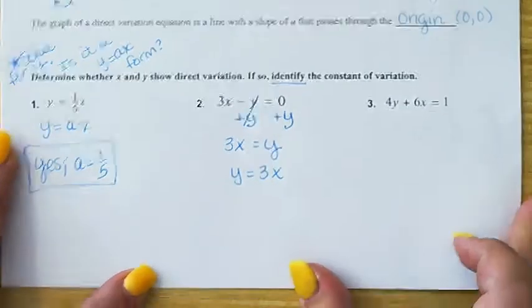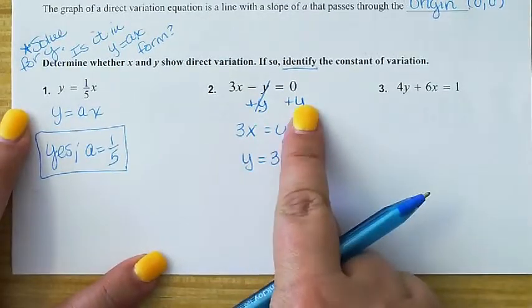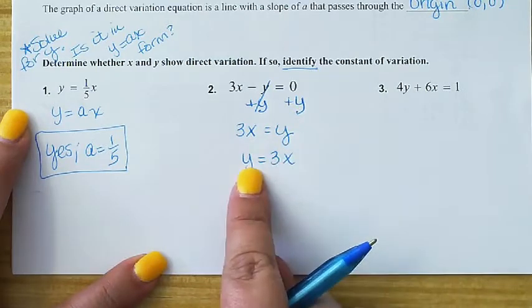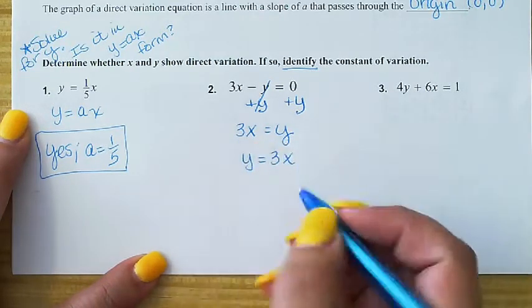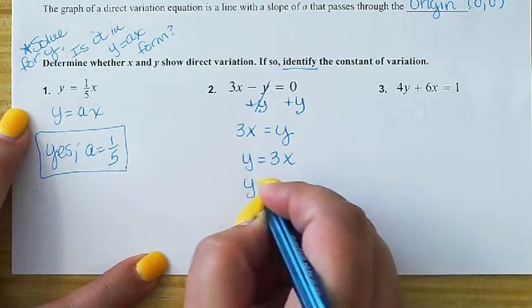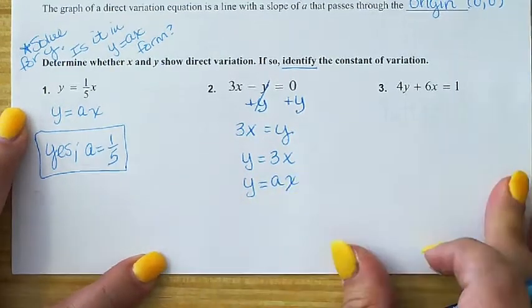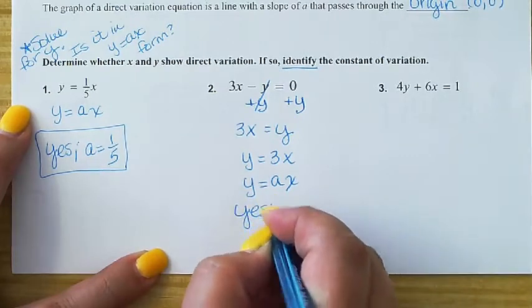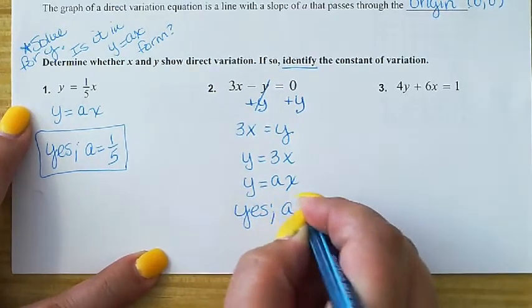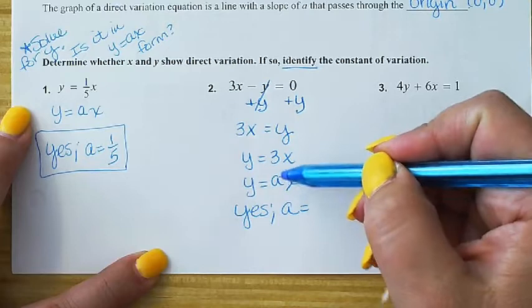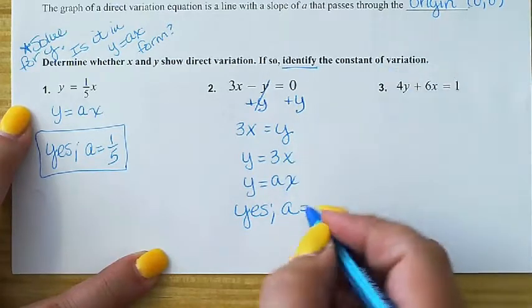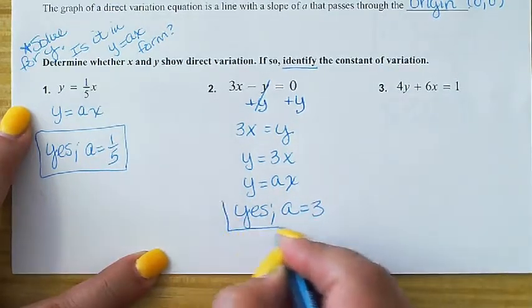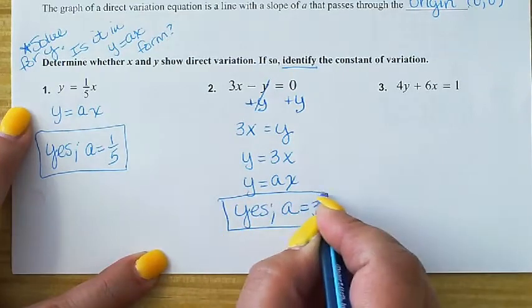And then I can maybe reorder it, right? But now that I have moved that y over and it's just by itself, even if I put it on this side, y is equal to 3x. Is that in that y equals ax form? Well, yes, it is, right? So this one is also a yes, it is direct variation. And in this case, a is, again, the coefficient connected to x. So for this one, it'll be 3.